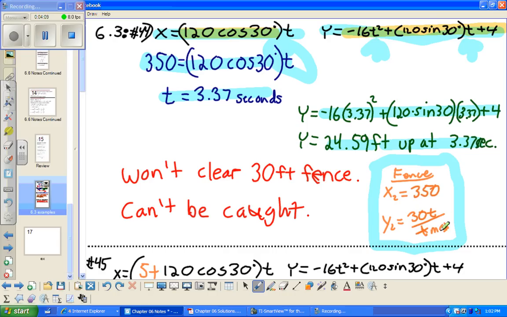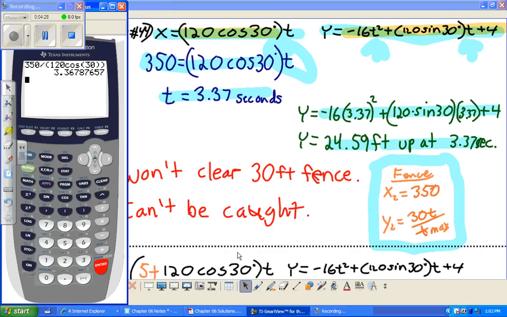Now, you could do x equals 350 and y equals 30. That would just put a dot at the top of the fence, and you'd be able to tell if it went over it or not from that. However, making the entire fence is a lot cooler. So if I look at my graph where I've put all this in, go to my y equals, I plugged all that information in.